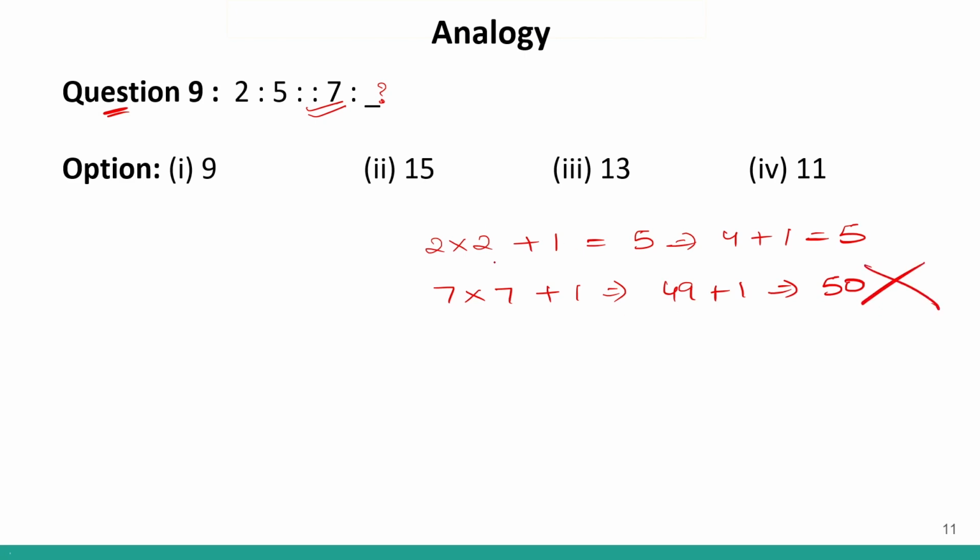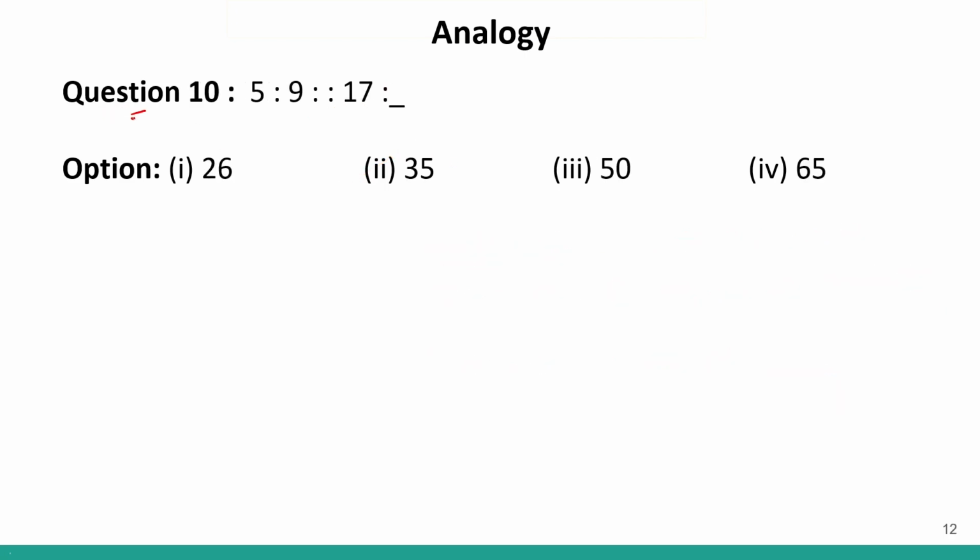No. So we will use the same logic of into 2 plus 1. So 7 into 2 plus 1. It will be 14 plus 1, that is 15. Is 15 in the options? Yes. So option number 2, 15 will be the correct answer to this question. Clear? Okay.